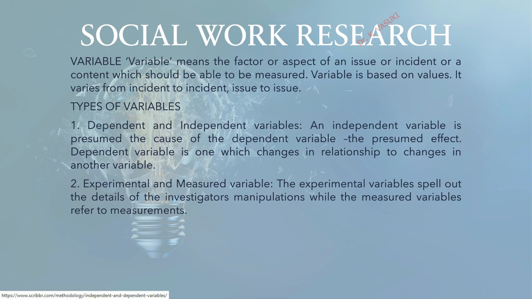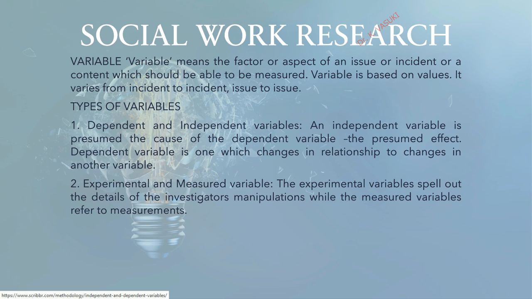So, the variable has values. Based on the values only, we are going to test and get an accurate result. These values may vary from incident to incident, issue to issue. Many types of social variables exist. As a social work researcher, we have to be very careful to select the right variables because they are going to be measured. Only after measuring them are we going to produce a good result.